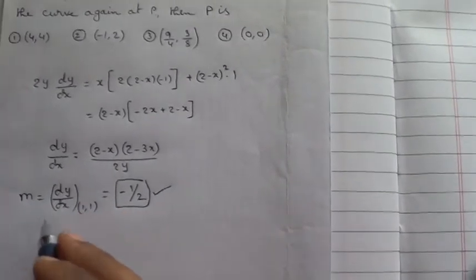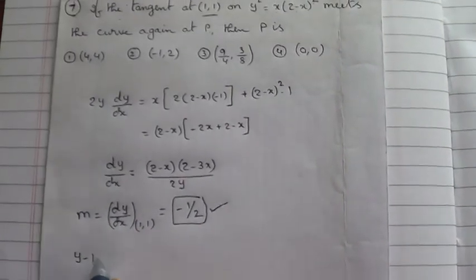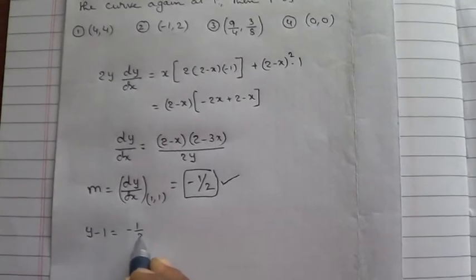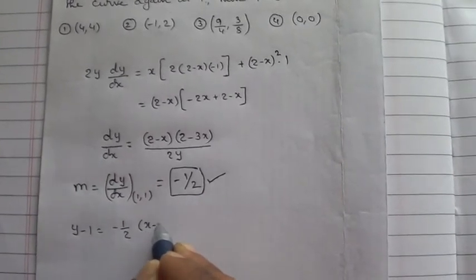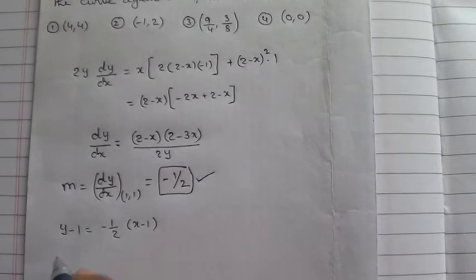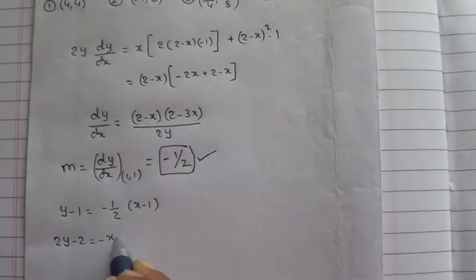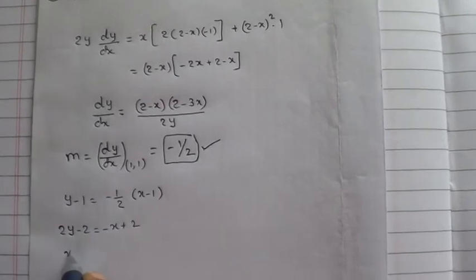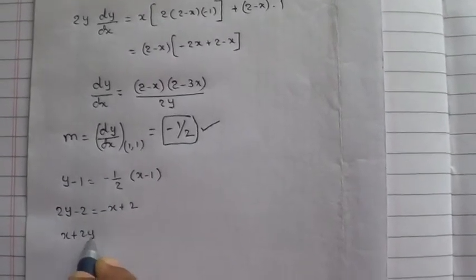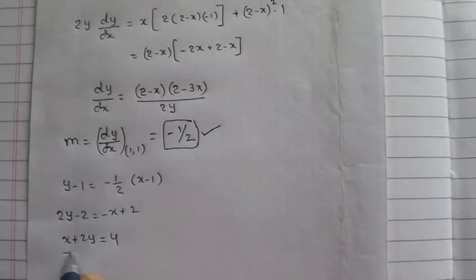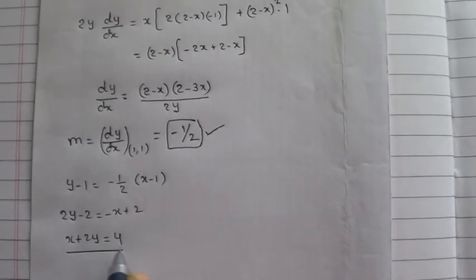Now what is the tangent equation? y minus y1 is equal to minus 1 by 2 into (x minus x1), the tangent equation. Therefore 2y minus 2 is equal to minus x plus 2. So we are getting x plus 2y is equal to 4. This is the equation of the tangent.